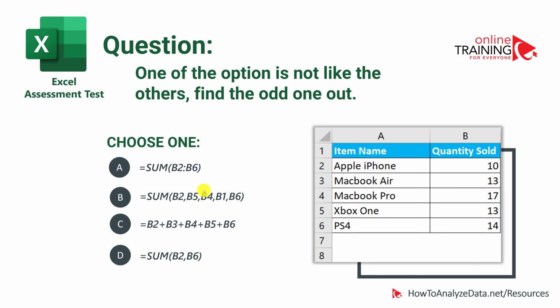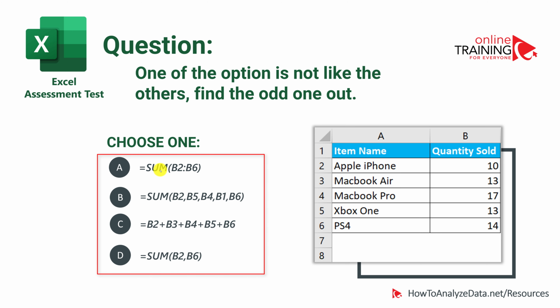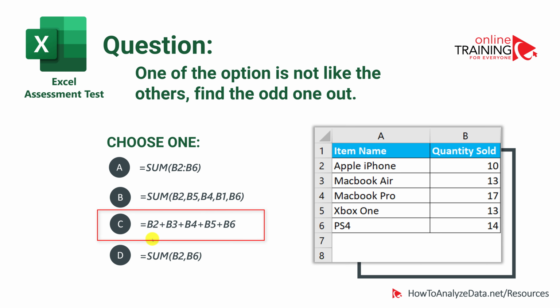What's interesting about this question is that it's designed to confuse you, because three of the answers do have the sum function, and answer choice C does not have the sum function. So you might be leaning toward this one because it's an odd one, right? But really the question is looking at the results and your knowledge of Microsoft Excel formulas and functions.